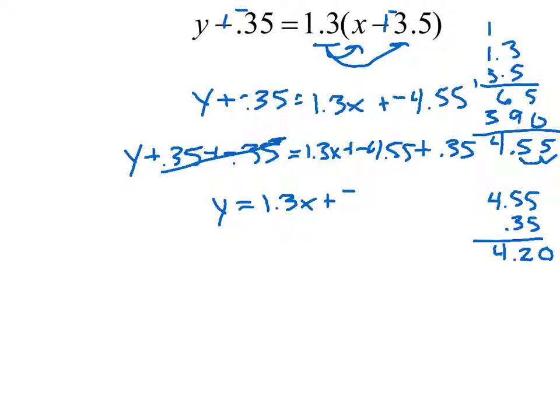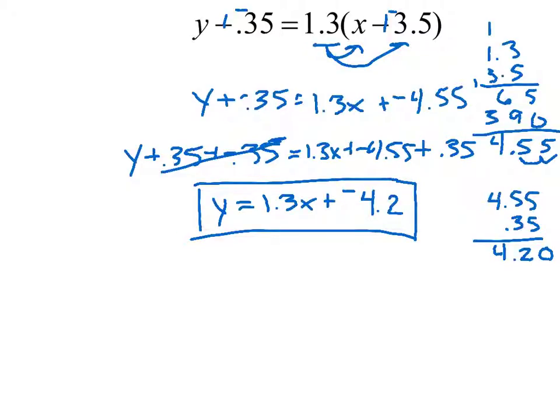Got my decimals all lined up. I get 4.20. I can rewrite that simply as 4.2. Y equals 1.3x plus negative 4.2. Y equals mx plus b. Yes, Marlon. Good question.